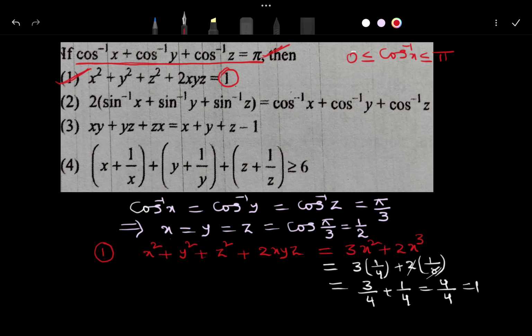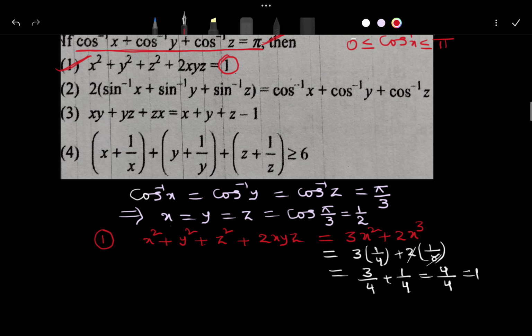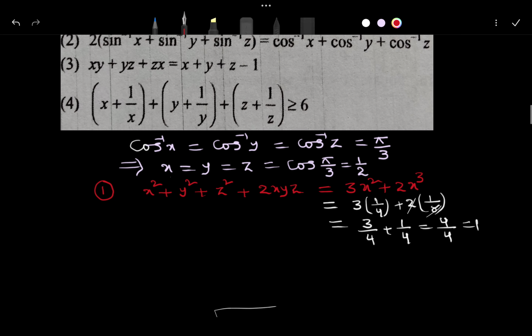But three more options are there. You will check all these options one by one. See, here you again take the given condition. What is the given condition? Second option: first you take the given condition. What is the given condition?